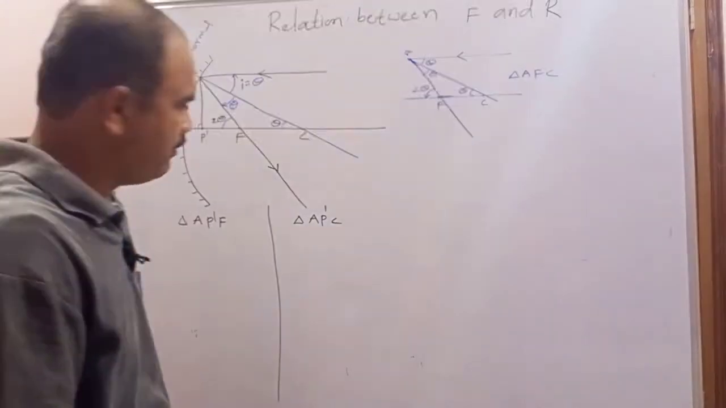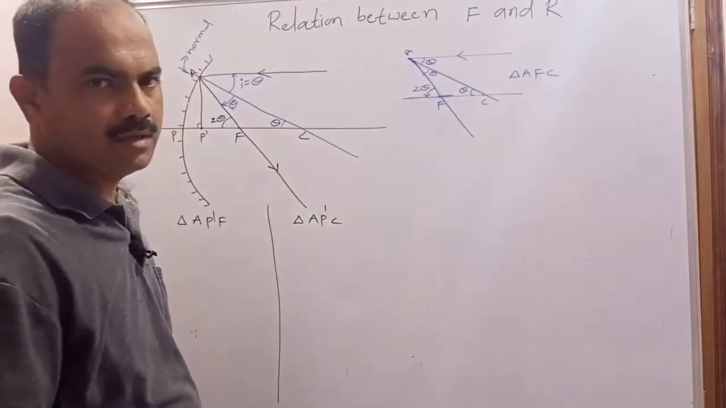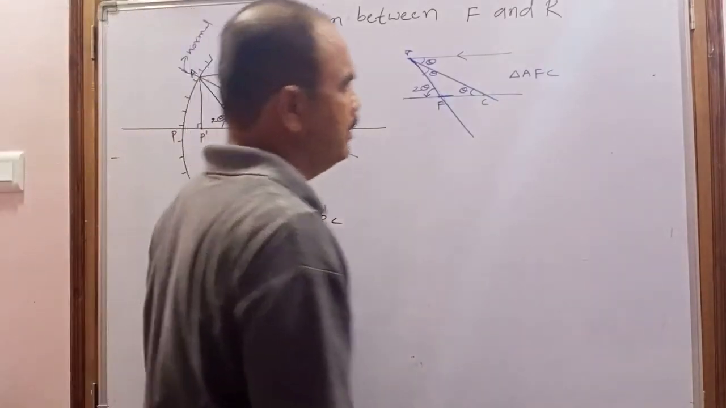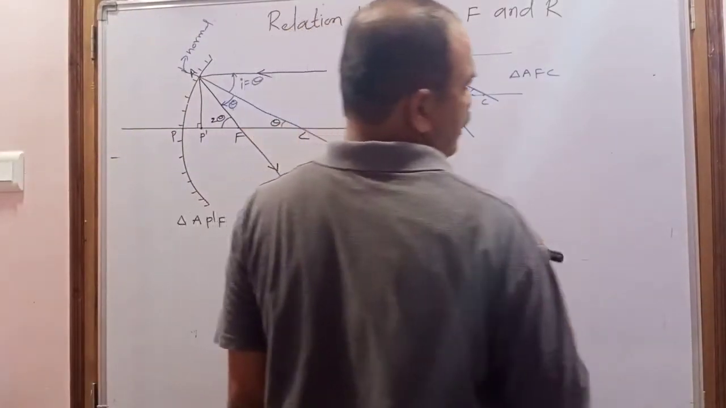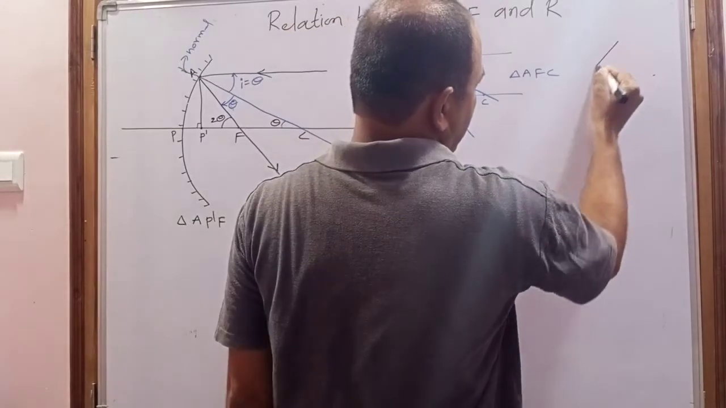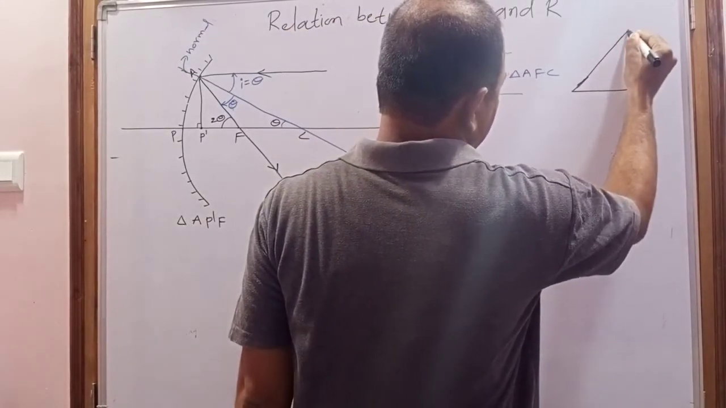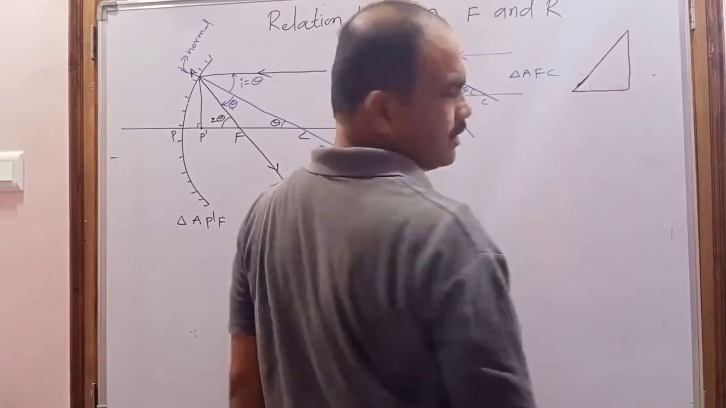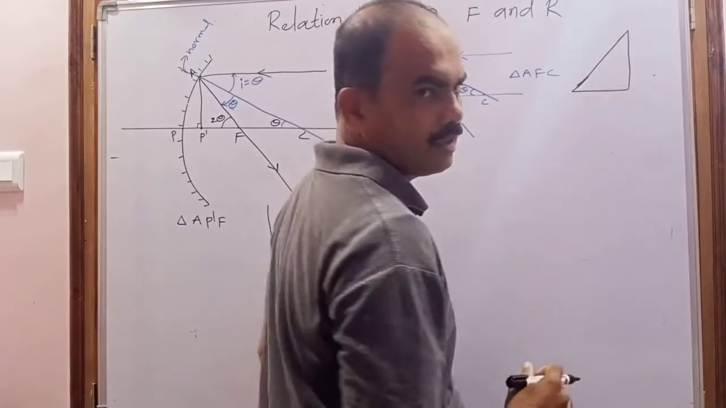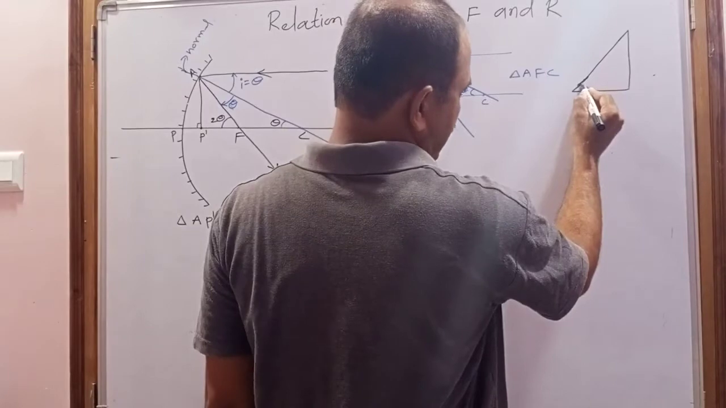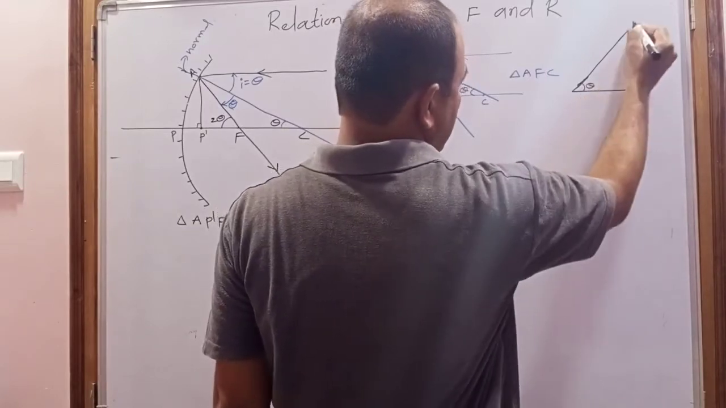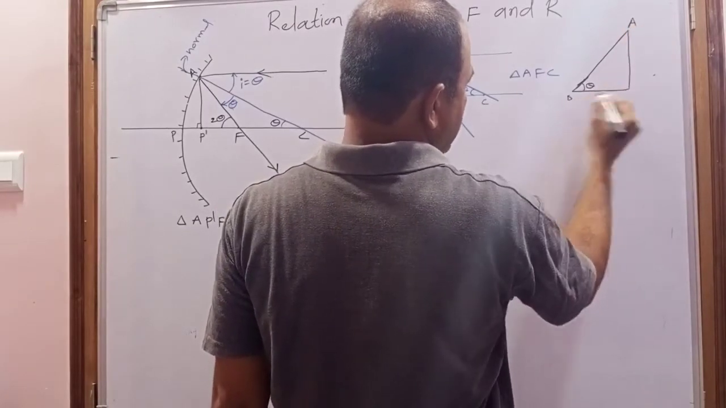Now come to some fundamentals of mathematics in trigonometry. In every right angle triangle there is a hypotenuse and two sides. For example, if I am taking angle theta here, now consider this is a triangle ABC.